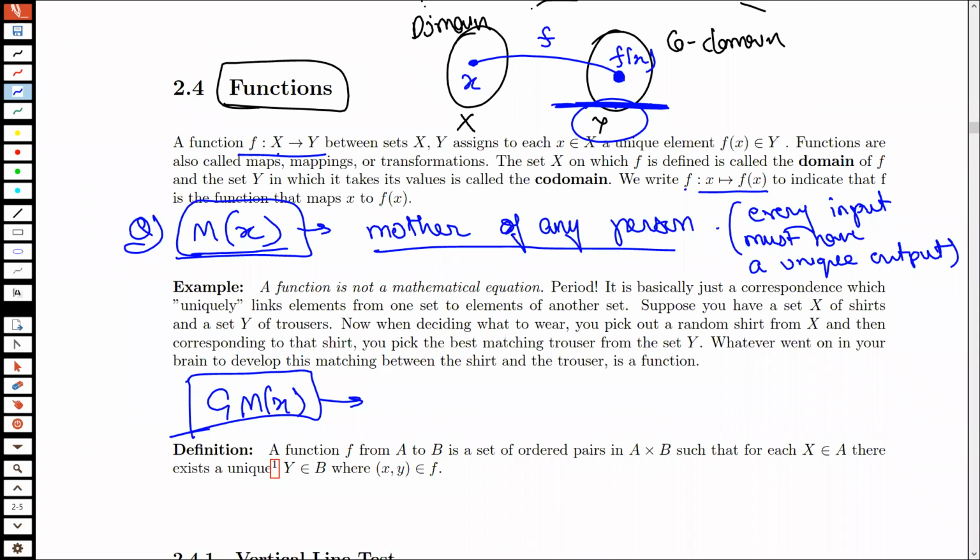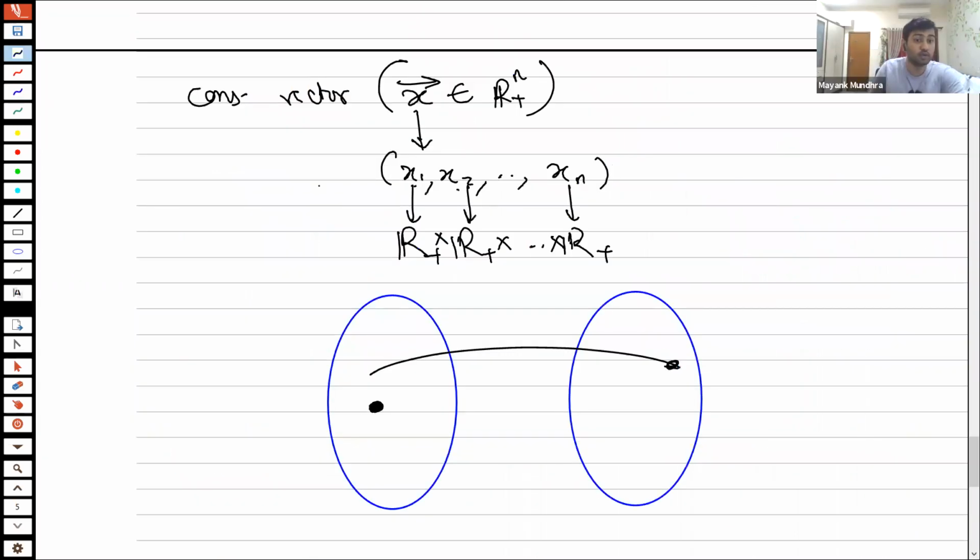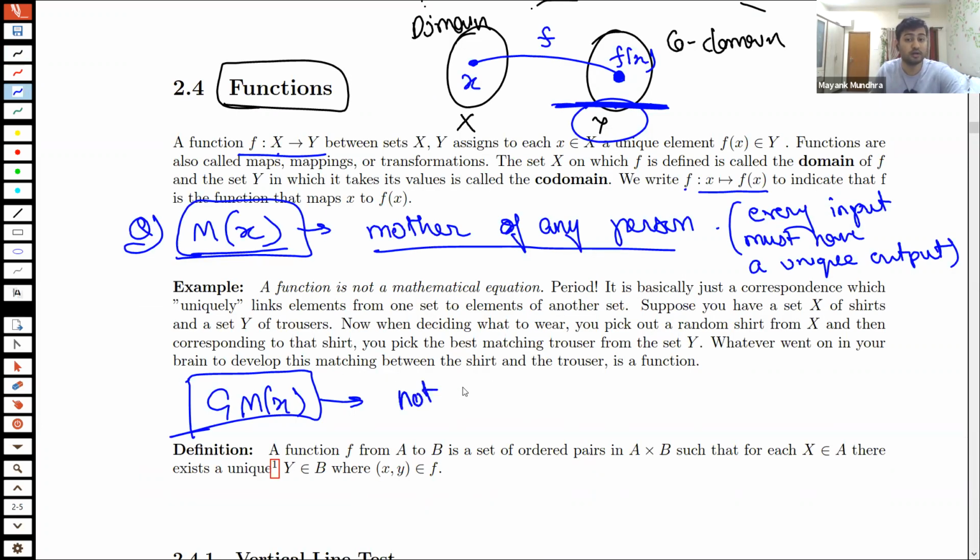So grandmother can be Dadi or Nani, or both. So there are two grandmothers. Everybody will have two grandmothers. One is your paternal grandmother, the other is your maternal grandmother. So there are two options here. So this is not a function.